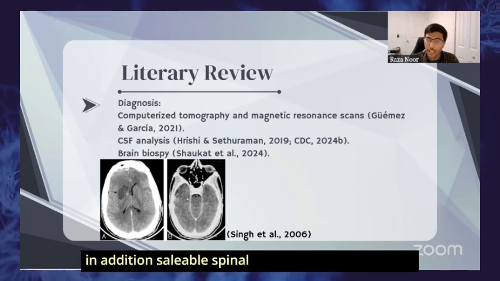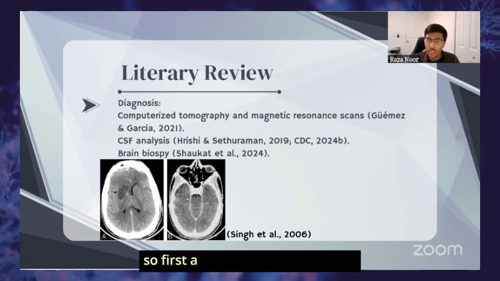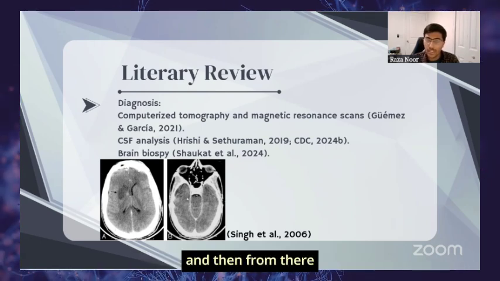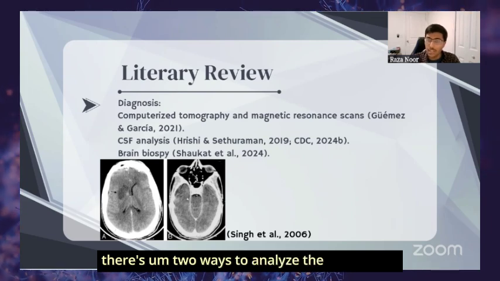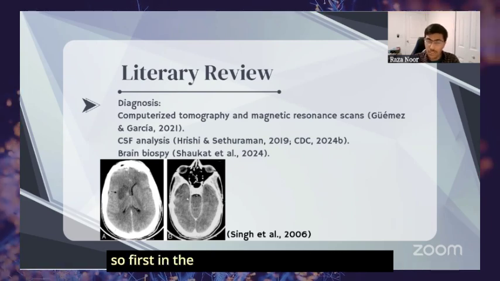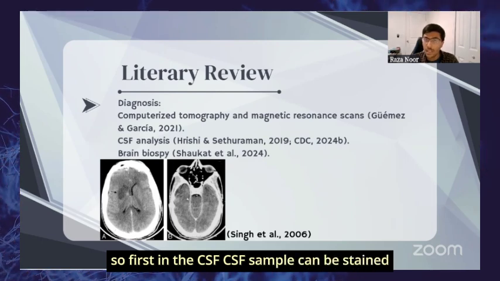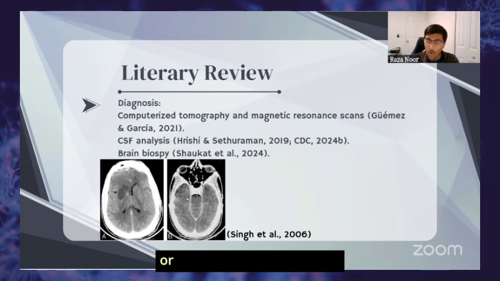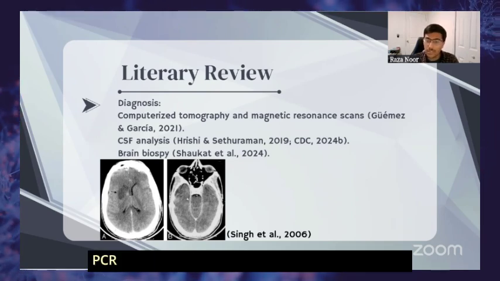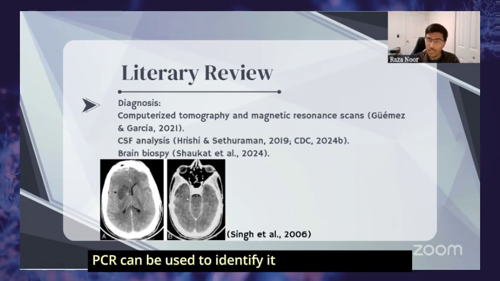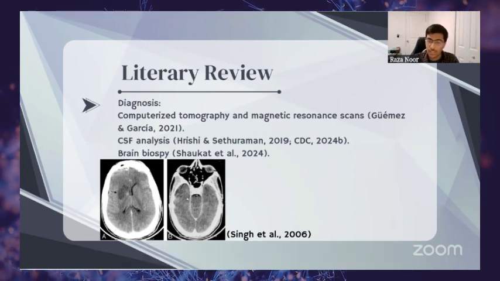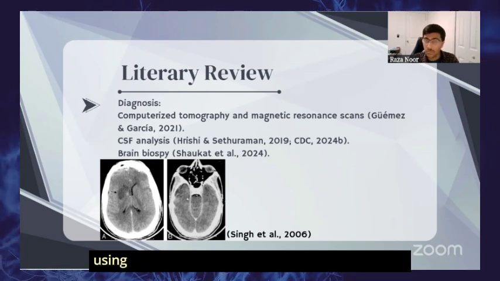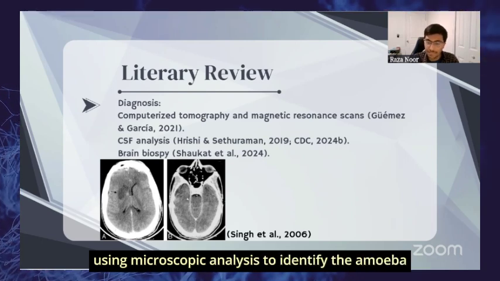In addition, cerebrospinal fluid analysis can be done. So first, a lumbar puncture is done in order to gather a sample of the CSF, and then from there, there's two ways to analyze the CSF sample. So first, the CSF sample can be stained and then analyzed under a microscope to identify Naegleria fowleri, or polymerase chain reaction (PCR) can be used to identify DNA of Naegleria fowleri. Finally, a brain biopsy using stains can also be used with microscopic analysis to identify the amoeba.